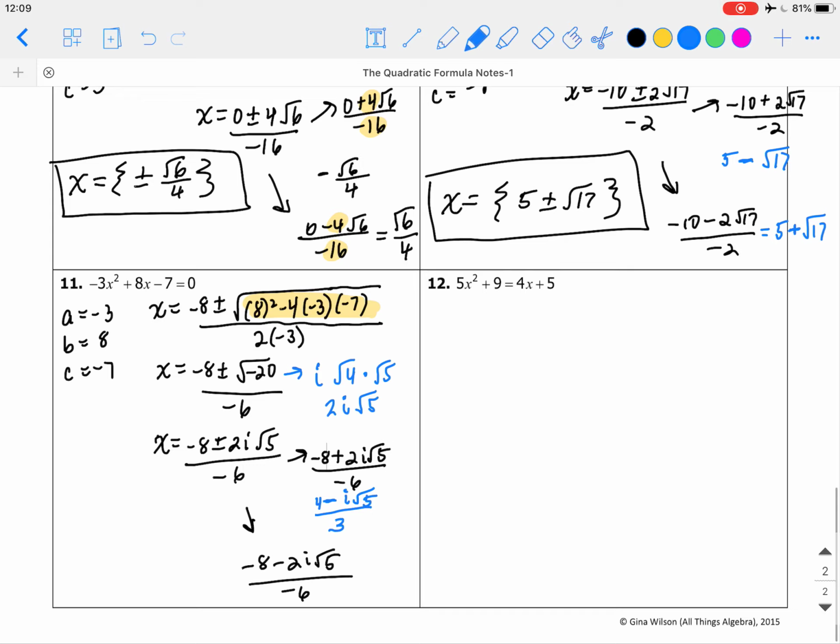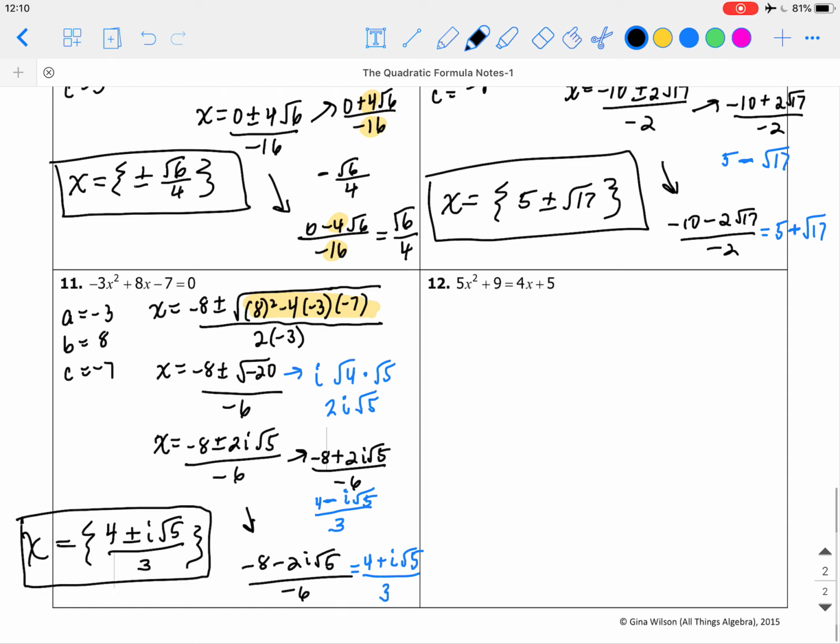Okay, so let's go ahead, let's look at the second one. So I have negative 8 over negative 6. That will once again give me a positive 4/3. Negative 2 over negative 6, that will give me a positive 1/3. Do I really need to write the 1? Nope. So I'm just going to have i square root 5 left over. All right, so I have x is equal to 4 plus or minus i square root 5 all over 3.